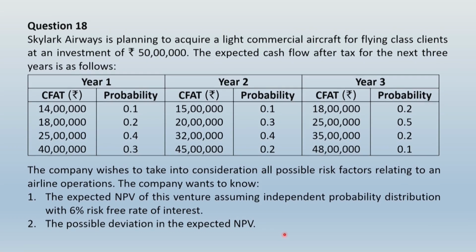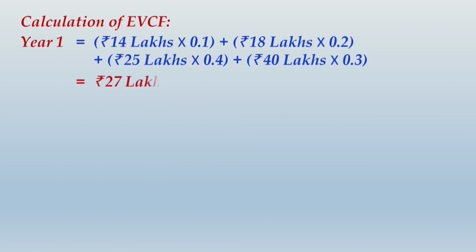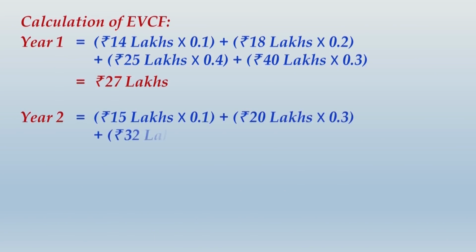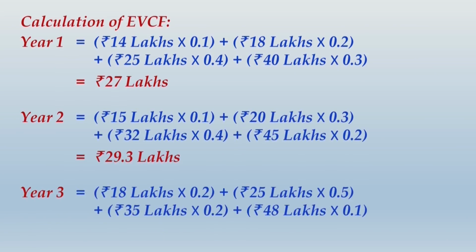Now here we have to first compute the expected NPV and then the standard deviation with respect to NPV. Of course, we will be applying Hiller's model because we have independent probability distribution. So let us begin with the solution over here. In the solution, we first work out the EVCF for each year. I don't have to explain these calculations to you, you know how to do this. For each of the 3 years, the expected value of cash flow has been computed. So quickly write it up and then I take you ahead.